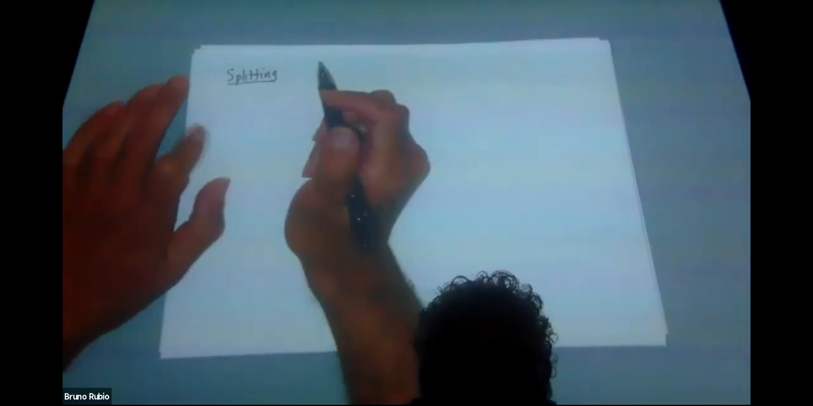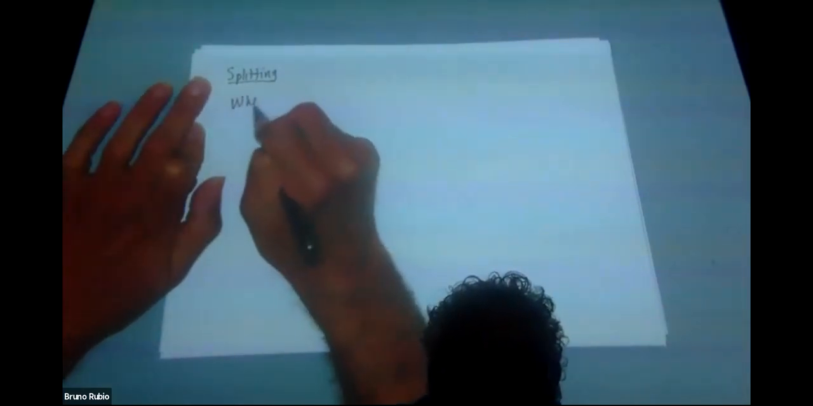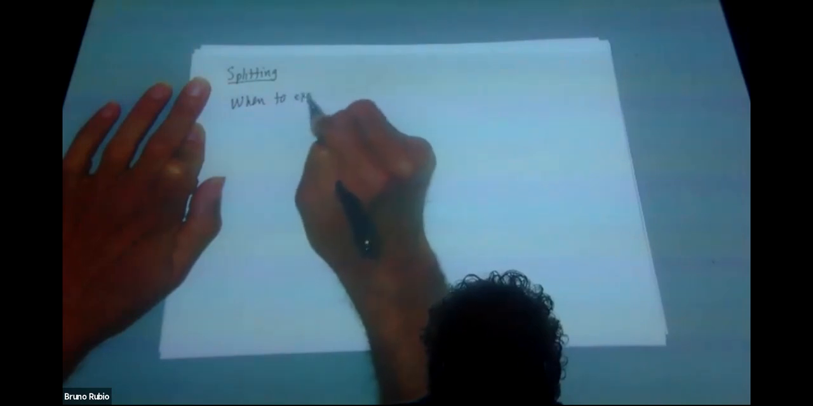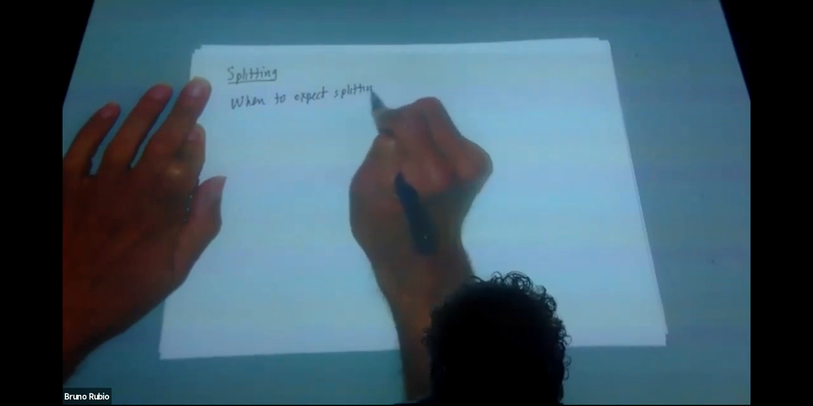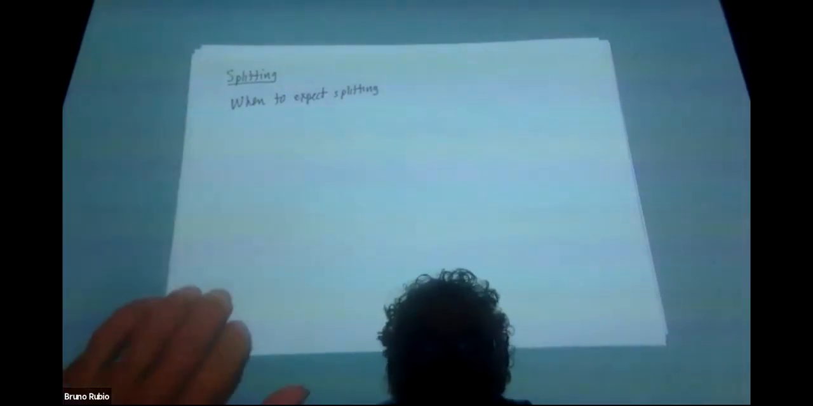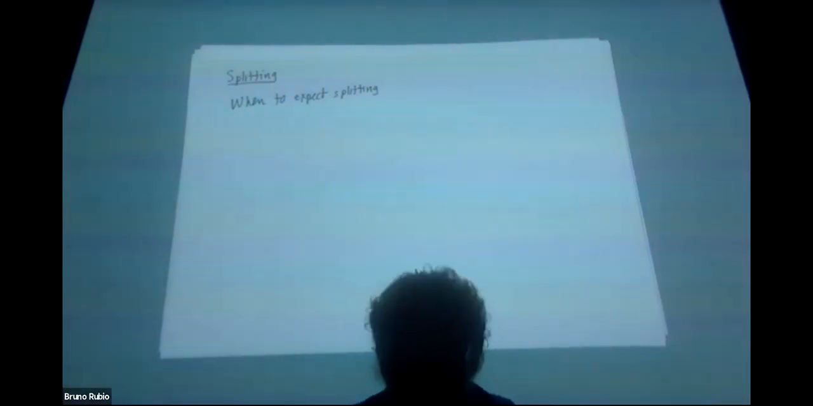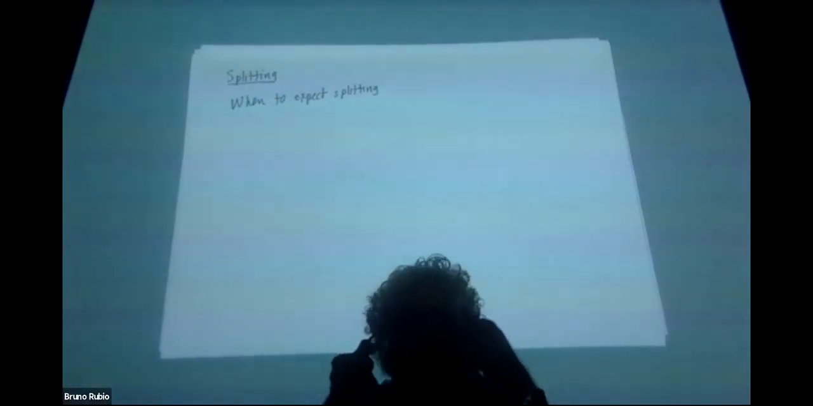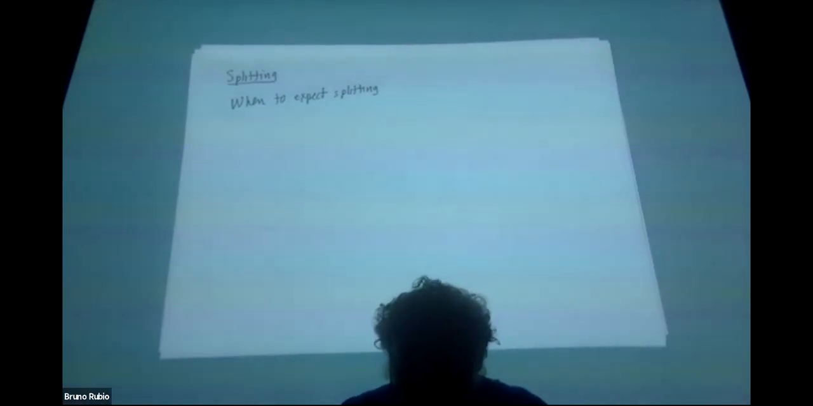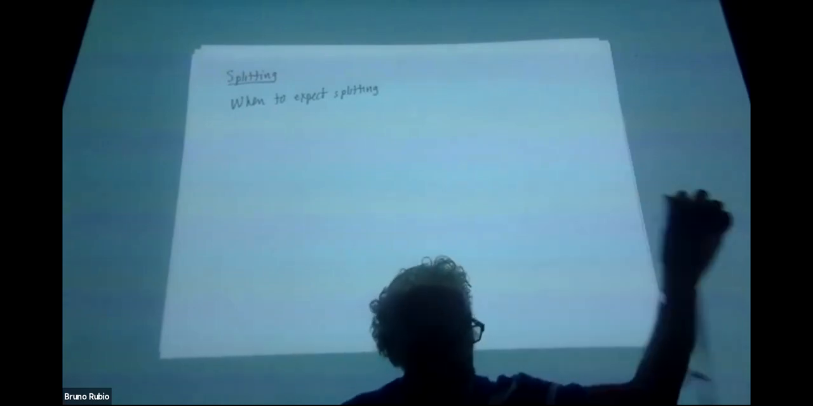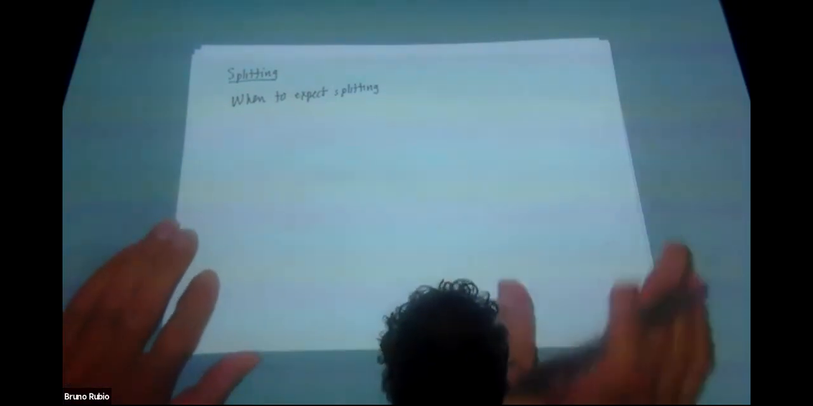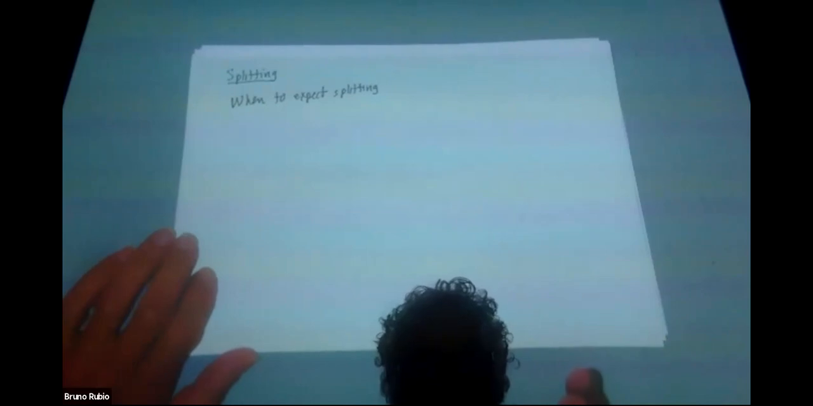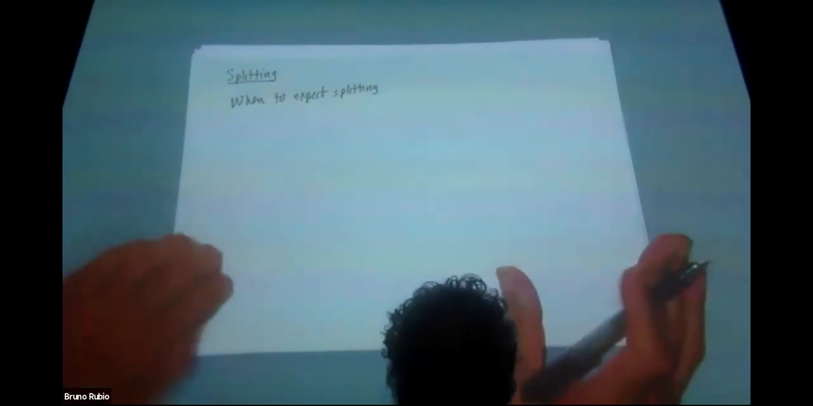Okay, when to expect splitting. We have two kinds of splitting. We have the so-called 2-bond splitting. Sorry, I'm hung up here. Okay, when to expect splitting. We have 2-bond splitting and we have 3-bond splitting.